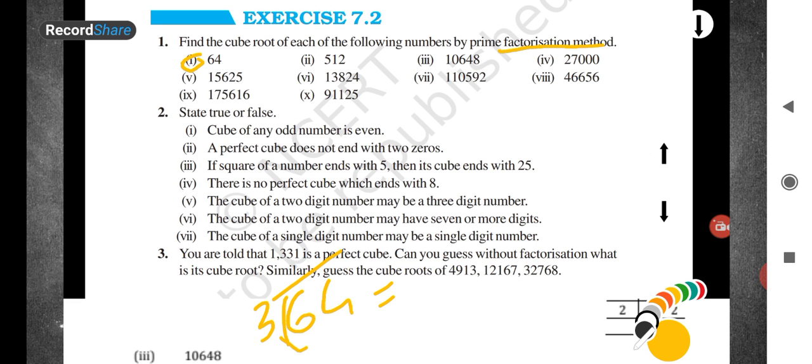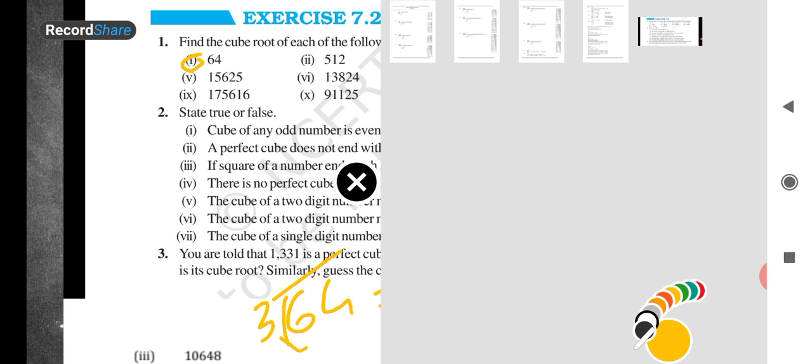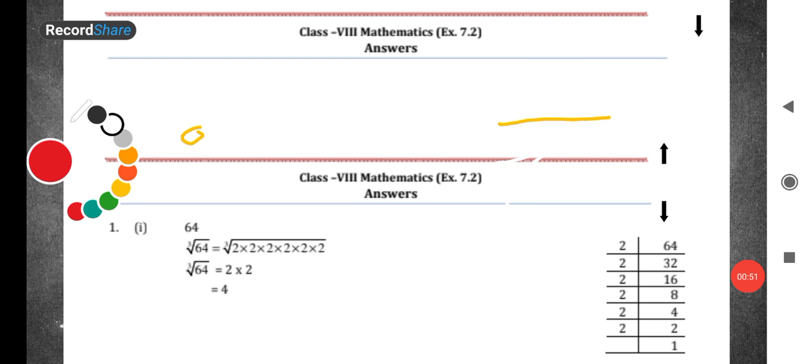We will find the factors of 64. So we know how to find factors, isn't it? First you will start with 2. 64 divided by 2 is 32, again 2, 16, 2, 8, 2, 4, 2, 2, and 2, 1. So what did we get? 1, 2, 3, 4, 5, 6, we got six 2s.